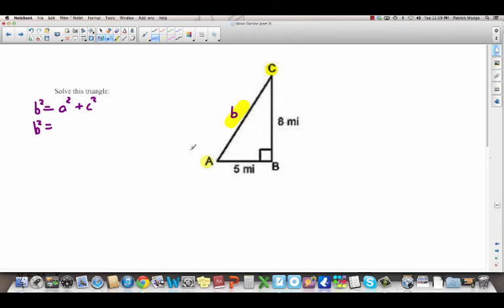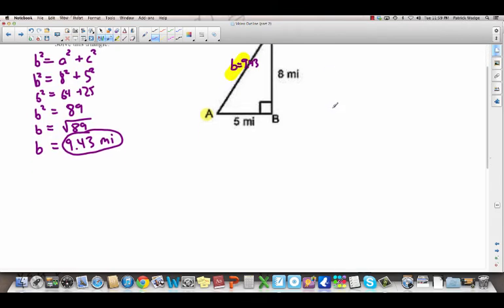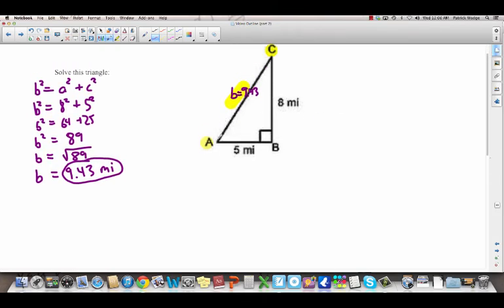A squared, well, a is 8, so this is 8 squared. C squared, well, that's 5 squared. So b squared equals 64 plus 25. So b squared equals 89. So how do you get b? Take the square root of 89. I won't do it on the calculator, I'll just tell you the answer to that. The answer to that is 9.43. And it says mi here. What's that? That's miles. 9.43 miles. Wow, that's one big triangle. So this b right here is 9.43 miles. Okay, we still have to get the angles. Pick an angle. You can pick either one. Doesn't matter. You could pick A and figure out what angle A is right now.